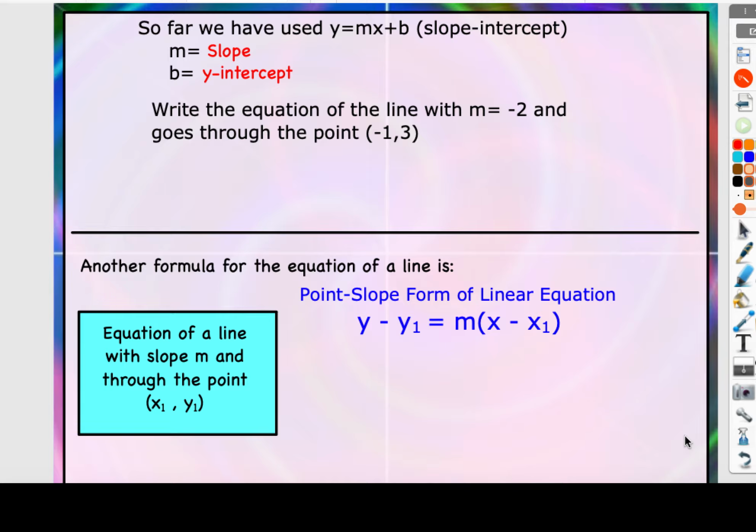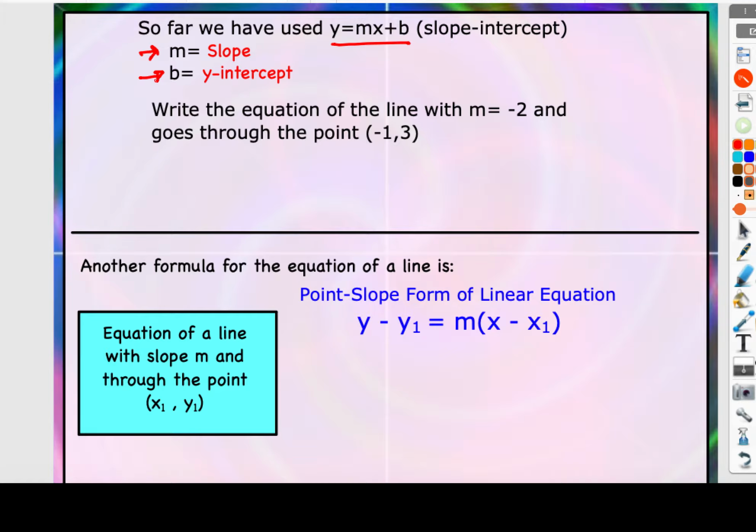All right. This video is going to talk about what's called point-slope form. We've already been writing the types of equations in slope-intercept form. So notice up here at the top, so far we've used y equals mx plus b, knowing what the slope and the y-intercept are for an equation.